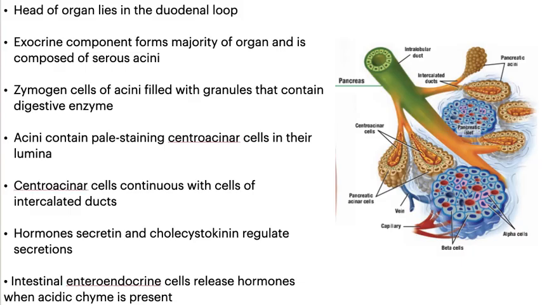Now, just to revise, this pancreas lies in the duodenal loop. The exocrine component forms the majority of the organ, composed of serous acini. The zymogen cells of the acini are filled with granules that contain the digestive enzymes. The acini contain pale staining centroacinar cells in the lumina. The centroacinar cells are continuous with the cells of the intercalated duct. The hormones secretin and cholecystokinin regulate its secretions. The intestinal enteroendocrine cells release hormones when acid chyme is present.